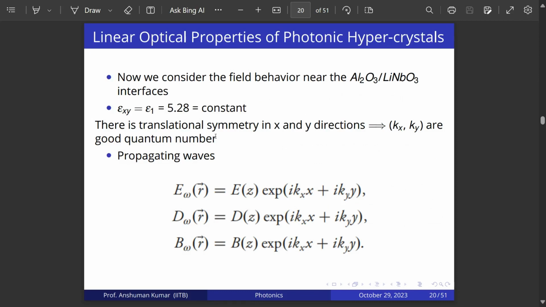Now, since there is translational symmetry in the x and y directions, kx and ky can be taken as good quantum numbers. However, kz can't be taken as good because epsilon z is changing. So the propagating wave we can write in these terms. We just separate out the kx and ky part as they are good quantum numbers, but we put Ez in this functional form only. Similarly, the displacement vector wave and the magnetic field can be written as this.